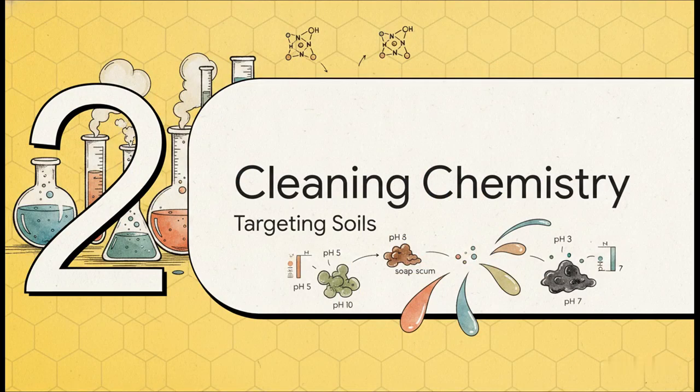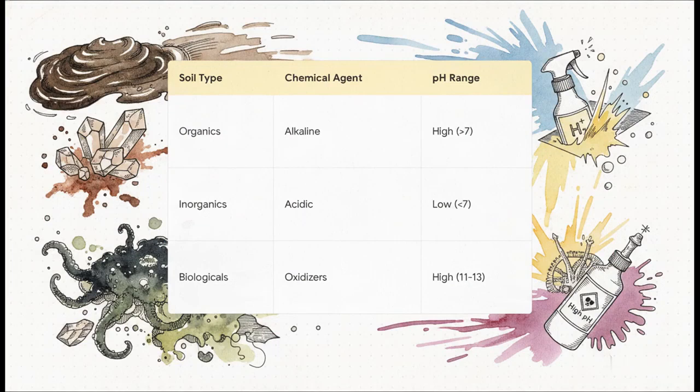Moving right along to Module 2, the chemistry of cleaning. Let's talk about targeting specific soils. I really want you to internalize this actionable mental model. It's the strict rule of thumb used by professionals globally. If you're dealing with inorganic deposits, think hard water, calcium, rust, or leftover mortar, you must use an acidic cleaner, meaning it has a low pH. If you're fighting organic matter, like body oils, grease, or soap scum, you deploy an alkaline degreaser with a high pH. And for biological threats, like mold and mildew, you attack the organism's structural integrity using high pH oxidizers.